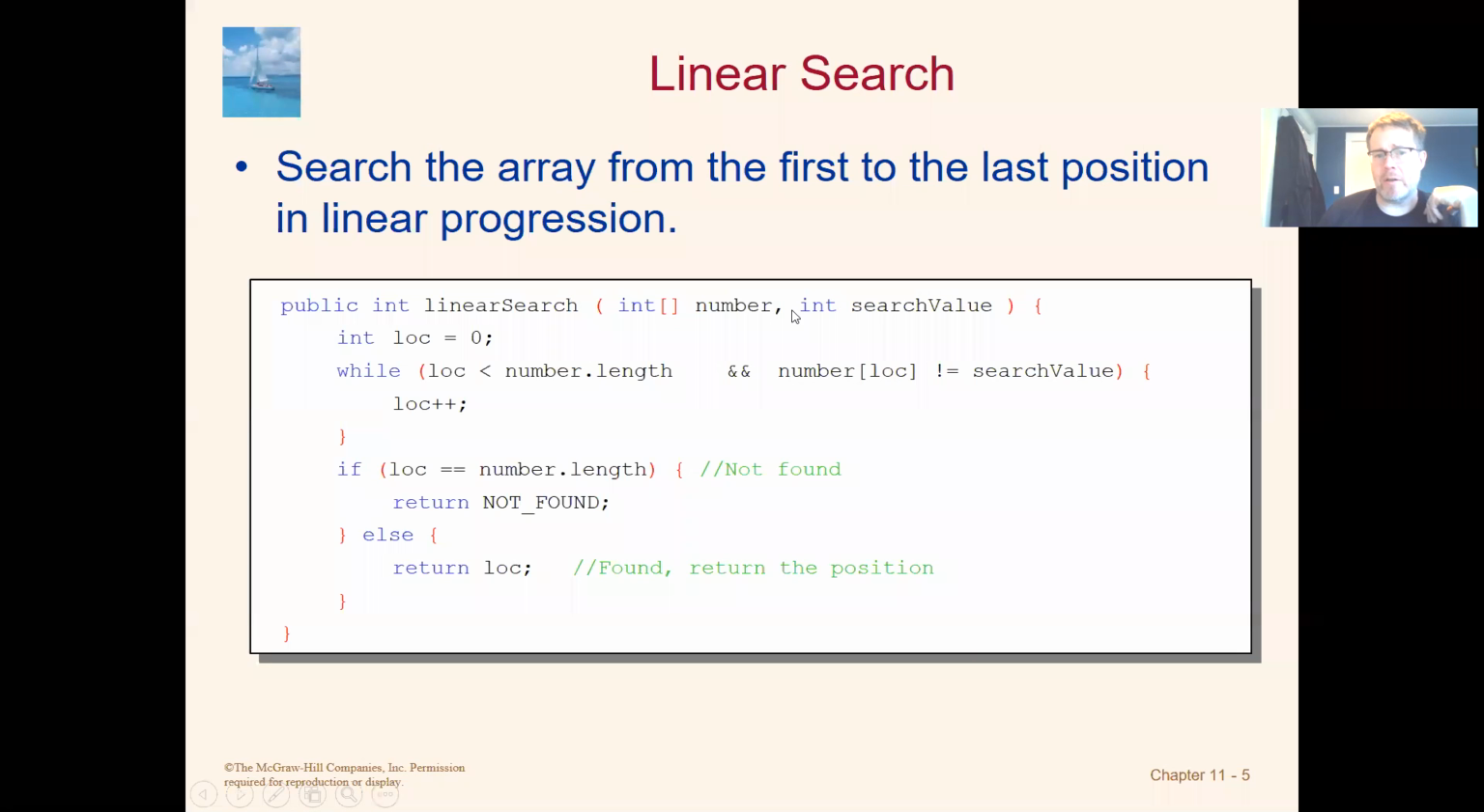So for linear search, we send along a reference to an array. The array is called number. We also send along the value that we're looking for, called search value. And we start off the first index, loc, as 0. So that's where we're starting our search. As long as loc is less than number.length, as long as loc is looking at a valid index, and number at that index doesn't equal search value, we go on to the next one. We increase loc. We're going to keep on doing that as long as we don't find the search value. However, if we reach the end of the array and haven't found a match, so loc equals number.length, then we return the not found code. Otherwise, we return the location, the index where we actually found the match.